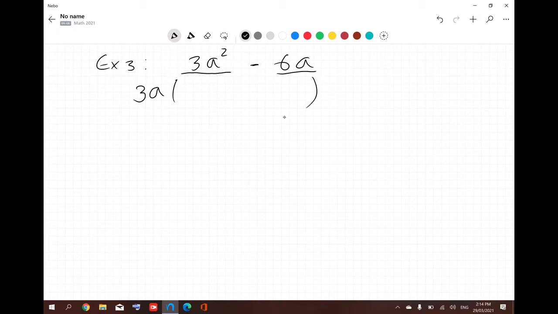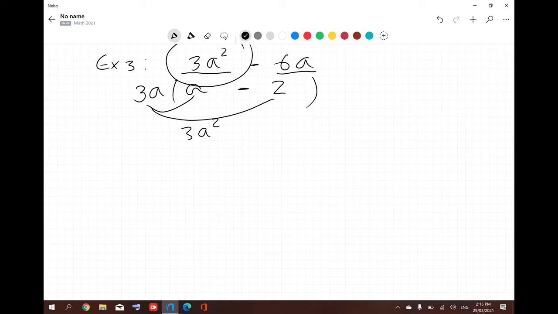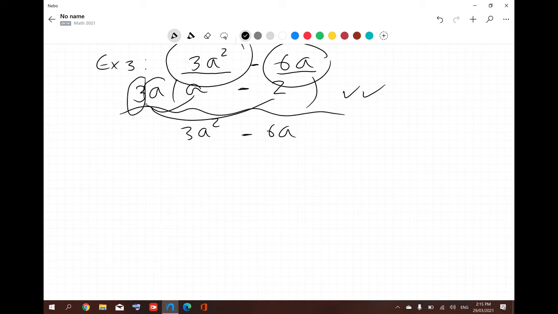And then when I open the bracket, I'll actually go for the division. 3a squared divided by 3a, I will get a left in there. And then minus 6a divided by 3a, a will cancel, 6 divided by 3 is a 2. When I expand, 3a times a, I get 3a squared, which is my first term up there. And then 3a times negative 2 is negative 6a, which is my second term here. So I know that this factorization is right. And I can tell that this mathematical expression here is divisible by 3, is divisible by a, is divisible by the bracket a minus 2.